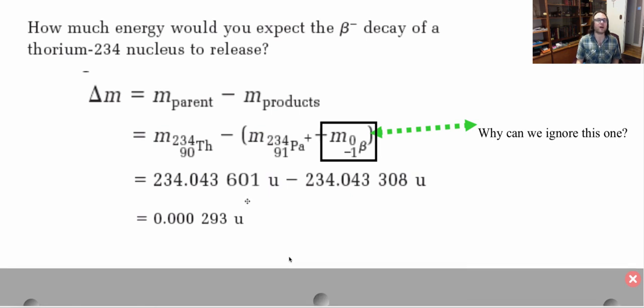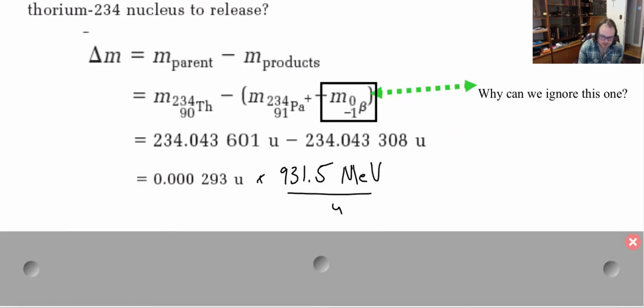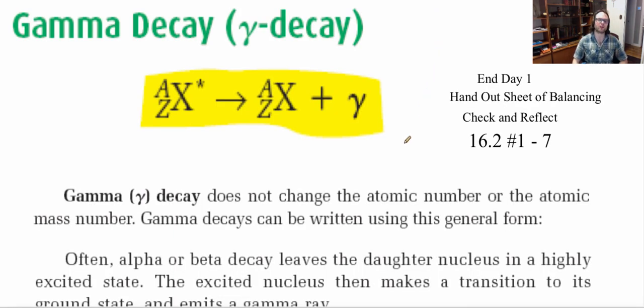So now, it wants to know what is the energy released. So if we remember, I have to multiply this by 931.5 mega electron volts. And this will allow for my atomic mass units to cancel off, and it'll end up giving me a total of 0.2729 mega electron volts.